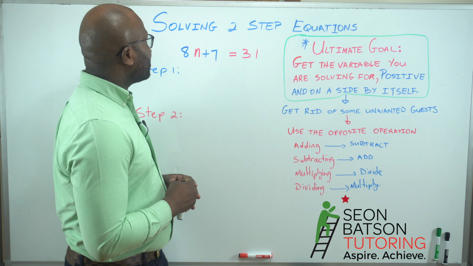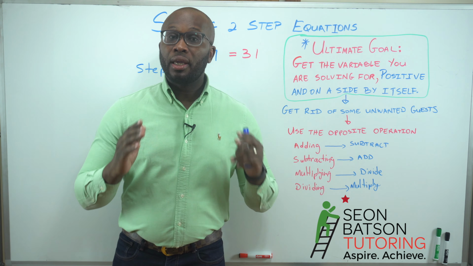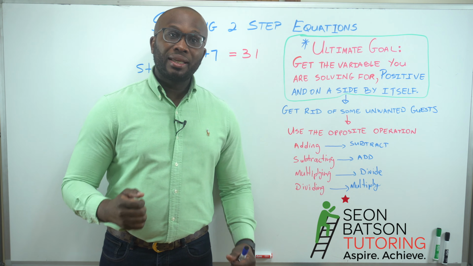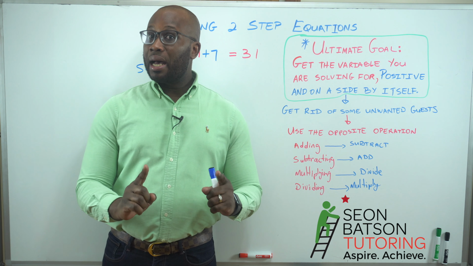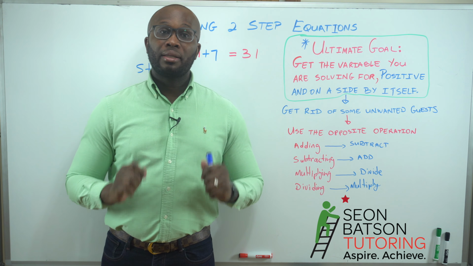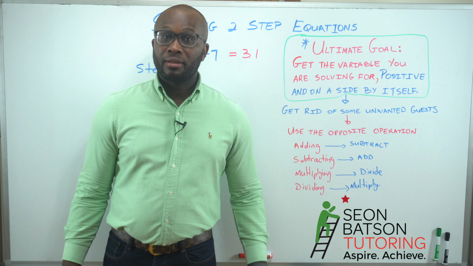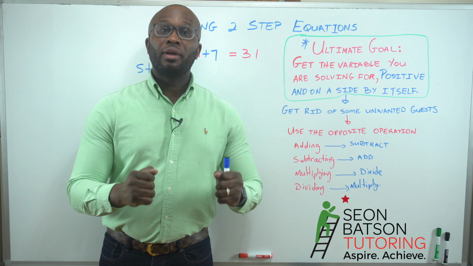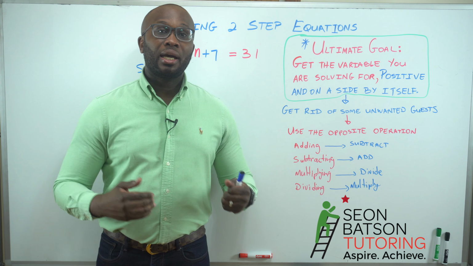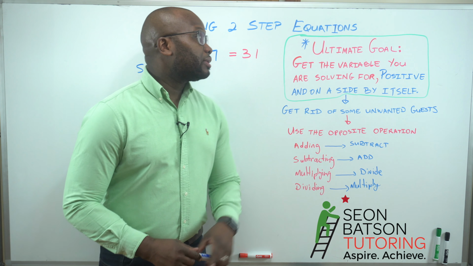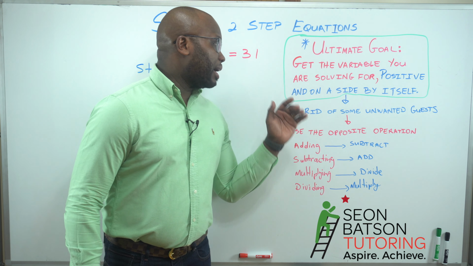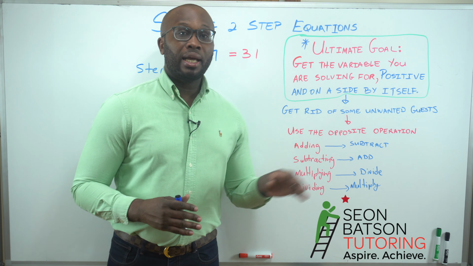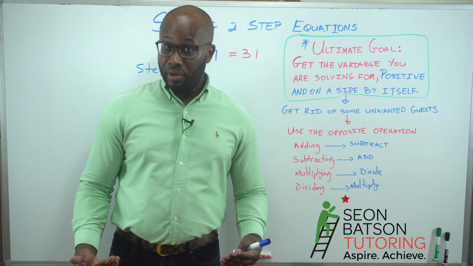Now to our exercise. When solving a two-step equation, our ultimate goal will be to get the variable we are solving for positive and on a side by itself. Let me say that again. Our ultimate goal will be to get the variable positive and on a side by itself. Now, to get the variable positive and by itself, we will have to get rid of some unwanted guests. These unwanted guests will be on the same side as the variable.